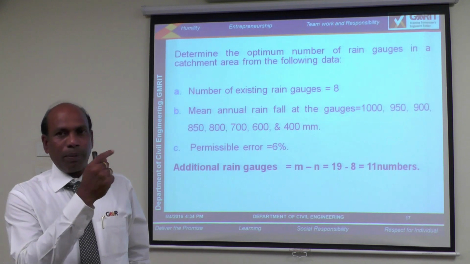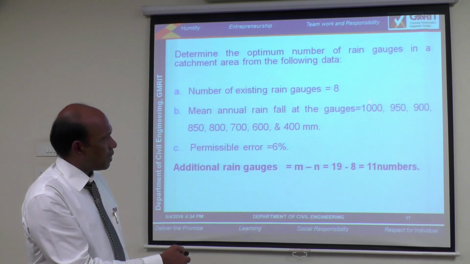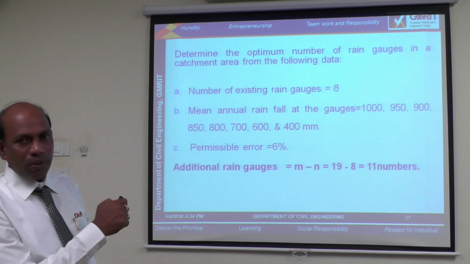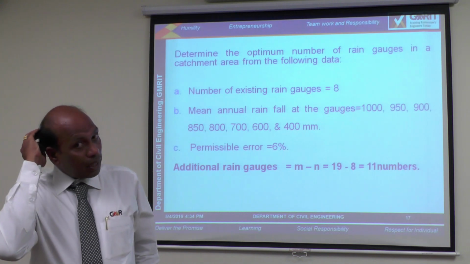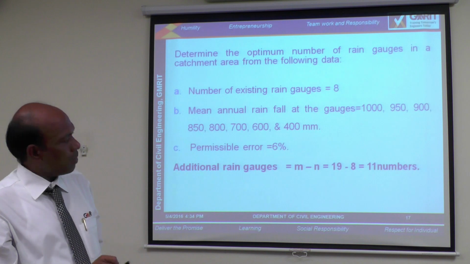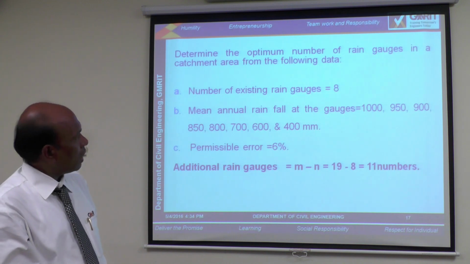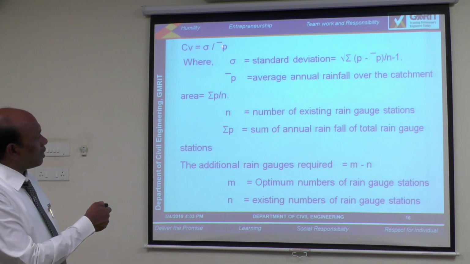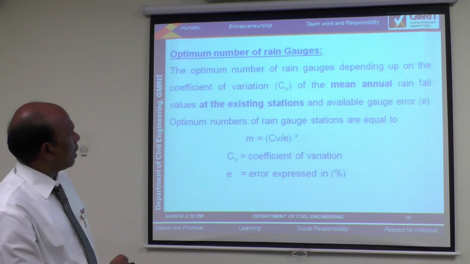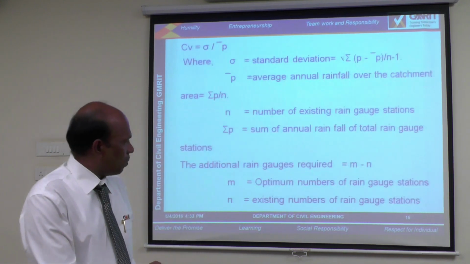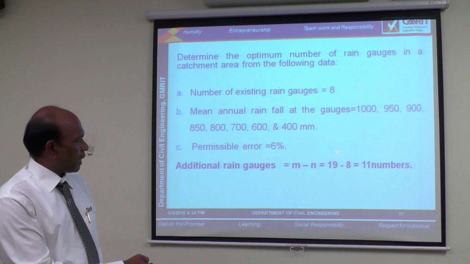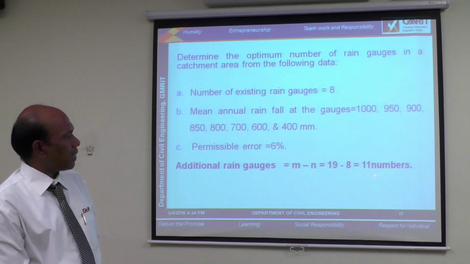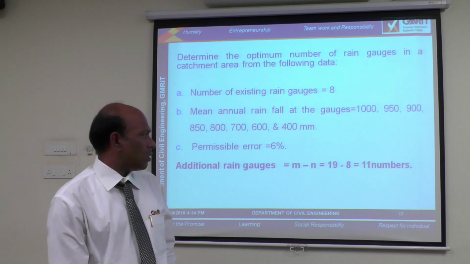Then standard deviation is equal to the square root of sum of (P minus P bar) whole square divided by N minus 1, where P means each rain gauge station's rainfall value, minus the P bar you already calculated as the sum of the rain gauge station values divided by the number of rain gauge stations. Once you know the standard deviation, go to the determination of CV. CV is equal to sigma by P bar, already calculated. Finally you have to determine the optimum number of rain gauge stations. The optimum number of rain gauges calculated is 19, the existing rain gauges they have already given is 8. The number of additional rain gauges required on a particular catchment area is 11.